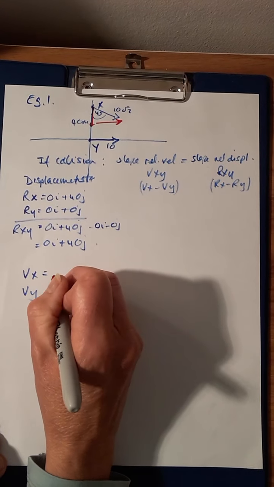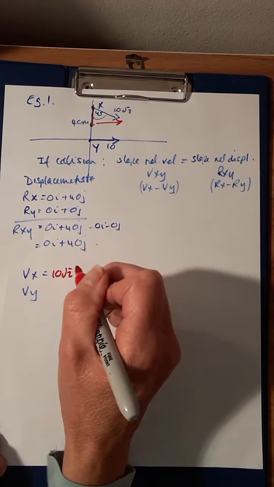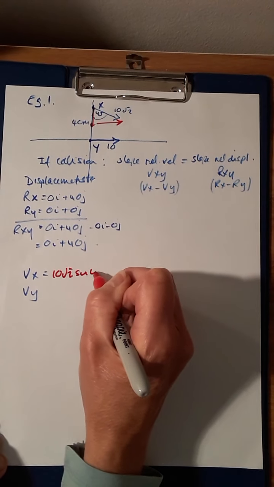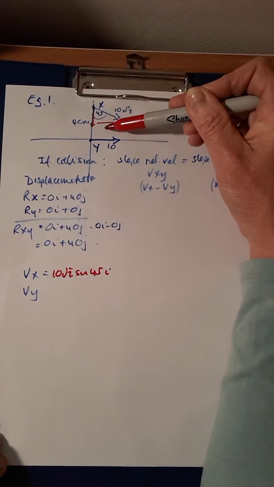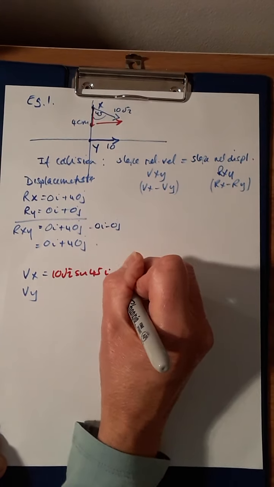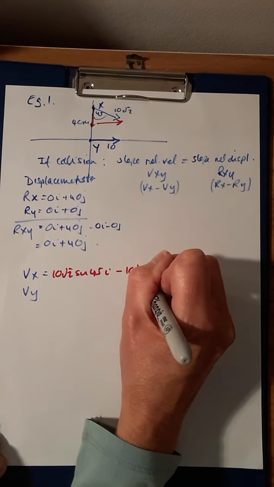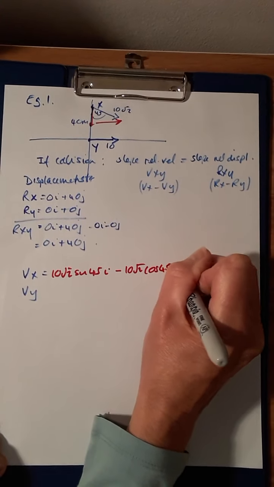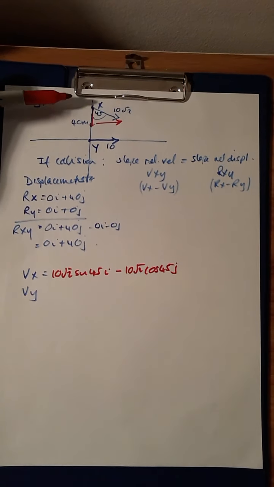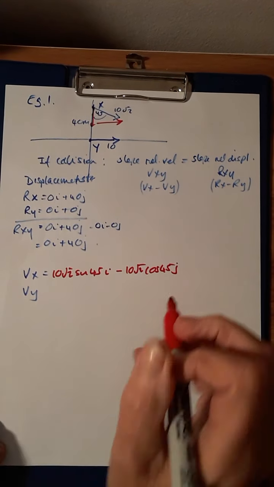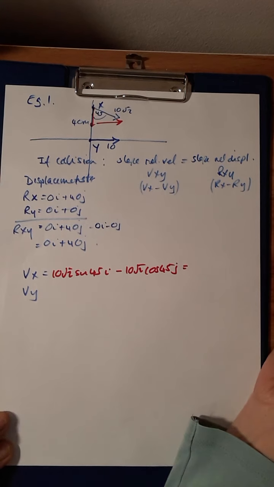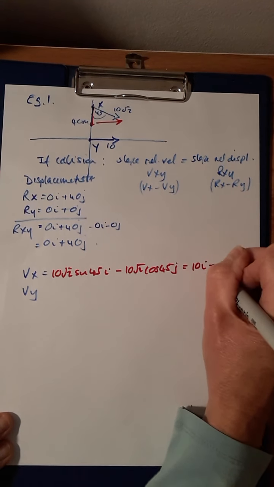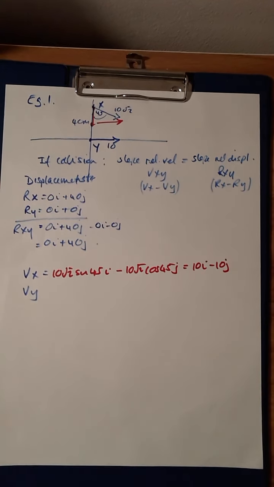and it's going in a positive i direction, so it's 10 root 2 sine of 45 in the i direction, sine because it's opposite that angle, minus 10 root 2 cos of 45 in the j direction, and minus because it's coming down the j-axis. So when I work that out, sine of 45 is 1 over root 2, the cos of 45 is 1 over root 2. This becomes 10i minus 10j.